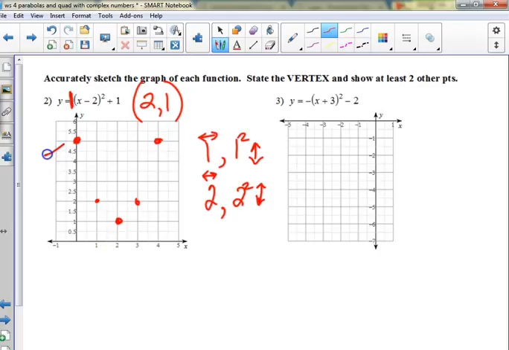Now, what point did I just plot right there? 0, 5. Could I check that that works? If I put in a 0, I get 0 minus 2 is negative 2, squared is 4, 4 plus 1 is 5. Oh, it works. Okay, and when you graph it, try to make it rounded at the bottom so it doesn't look like a V.